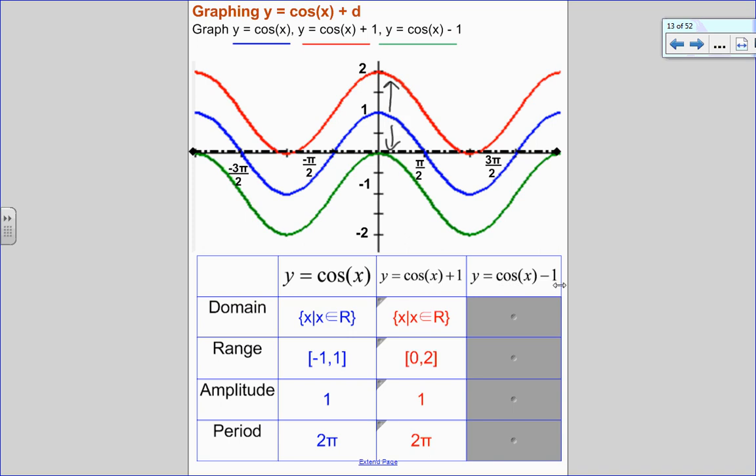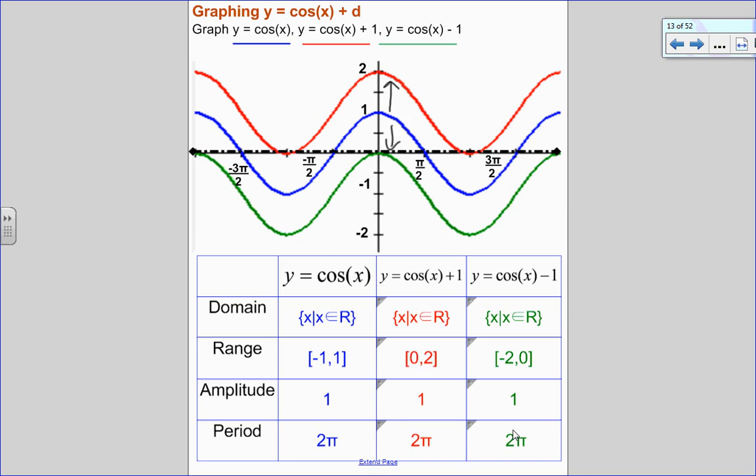So if I have cos x minus 1, I'm going to take the low point of negative 1, go down 1 to negative 2. The high point of 1, go down 1 to be 0. And then those quantities remain unchanged. So the only thing that's different is the range.